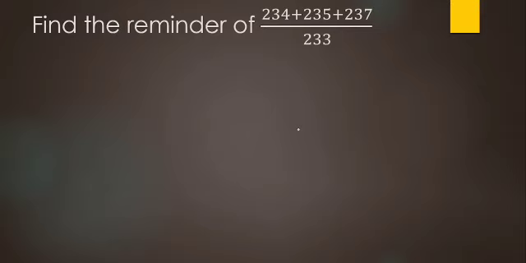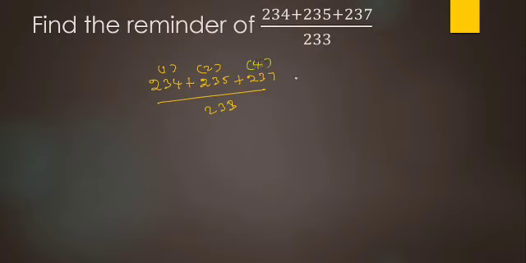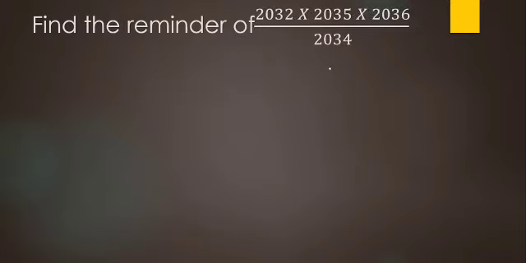Now in this case, 234 plus 235 plus 237 divided by 233. Now see here, this is 1 more, this is 2 more, 237 is actually 4 more. Now when we add 1 plus 2 plus 4, it is equal to 7, which will be the answer for this case. So the remainder is 7. Now go for another problem.